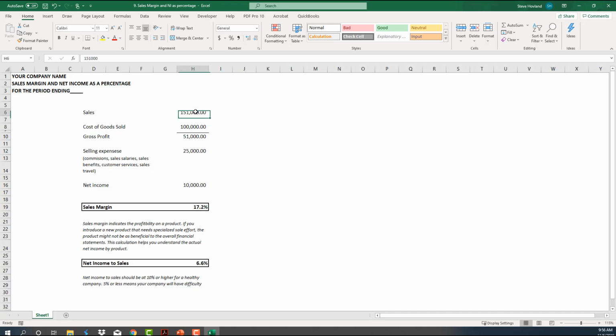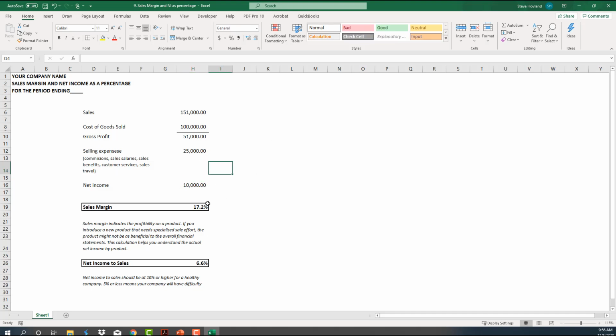But as you can see, here's our sales, here's our cost of goods sold, here's our gross profit, and then our selling expenses. Now, your selling expenses are all the expenses that are related to that particular product. So if you have salespeople who are getting commissions by selling product X, that's going to be part of your selling expense. Any sales salaries if you're not paying commissions, any benefits to the salespeople, customer service related to that product, the travel for the salespeople for that. So anything expense-wise that is incurred to sell the product, that's what you want to bring into this as selling expenses.